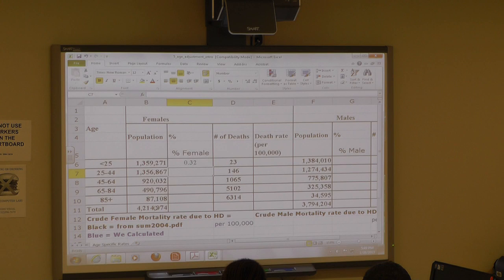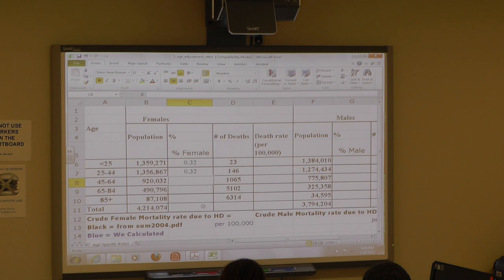Okay, hit enter, 32% are under 25. How about 25 to 49? Do the same thing. Equals 1,300,000 divided by 4 million, and so on and so forth. And you just continue going through that.